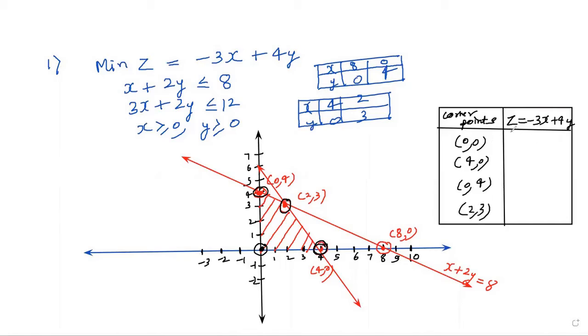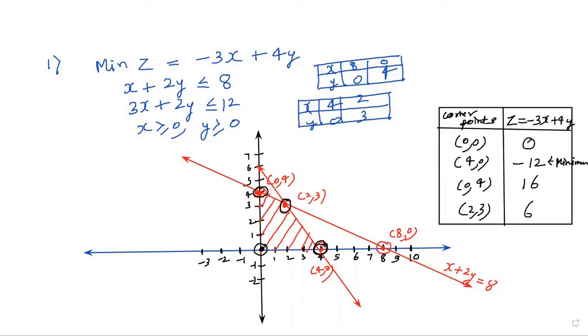Now just simply substitute these values in the linear function and see what values we get. If we substitute 0, 0, we get 0 here. If we substitute 4, 0, we get minus 12. If we substitute 0, 4, we get 16. And if we substitute 2, 3, we get 6. Now, our problem is to minimize it. So what is the minimum value? It's minus 12. Very clear, right? So this is my minimum.